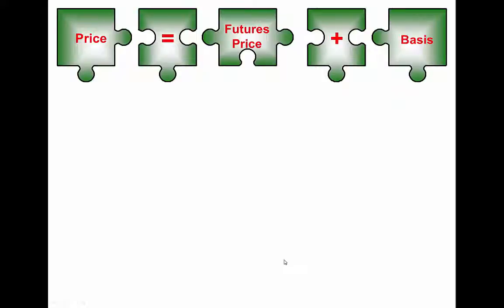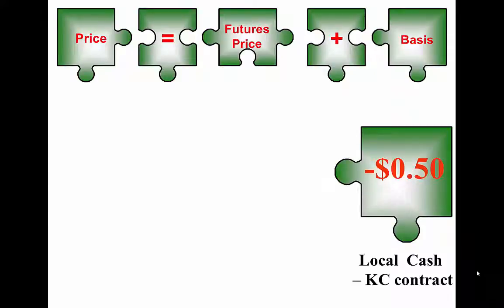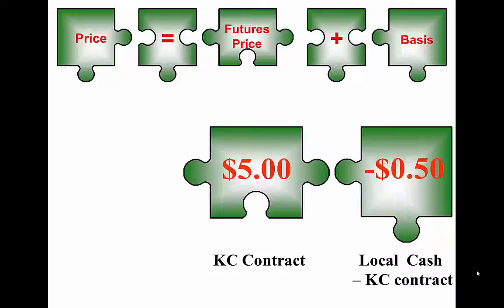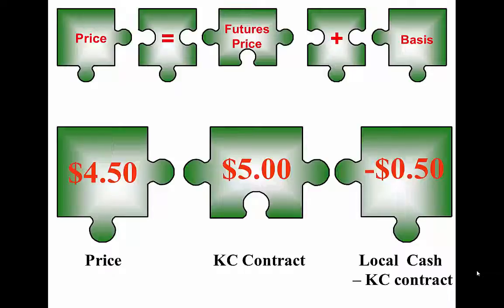Now, the basic premise of the marketing puzzle and the foundation of it is the equation that price equals futures price plus the basis. The futures price is simply the price of the underlying futures contract for, say, wheat or corn or soybeans, and the basis is assigned normally by the local elevator. Say the local elevator sets the basis for wheat at a minus 50 cents, and that's 50 cents less than the underlying wheat contract. Let's say that KC wheat contract price is $5. That means our posted elevator price is $4.50.